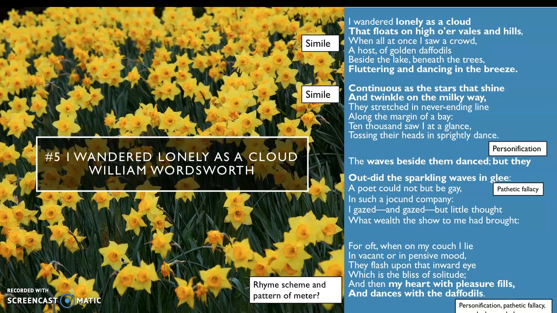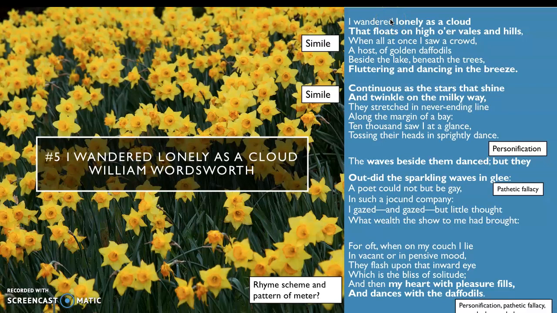All right. We notice also here we've got a rhyme scheme and a definite pattern of meter. You've got here cloud, crowd, hills, daffodils, trees, and breeze. So we've got A, B, A, B, C, C. And each of the stanzas follows that pattern. We've also got a pattern of syllables. And so let's think about that for a sec.